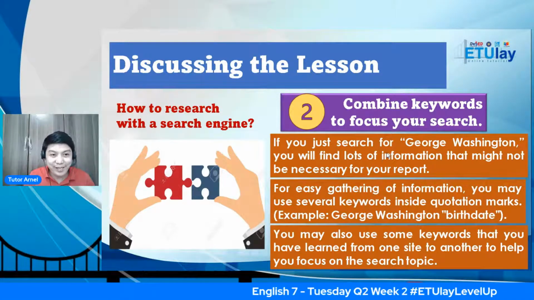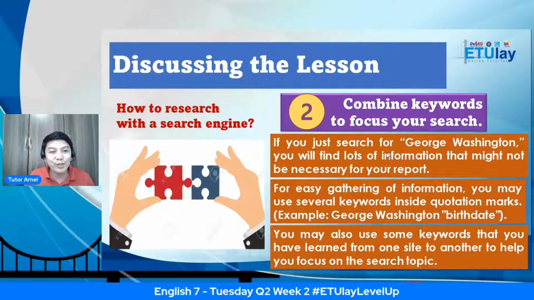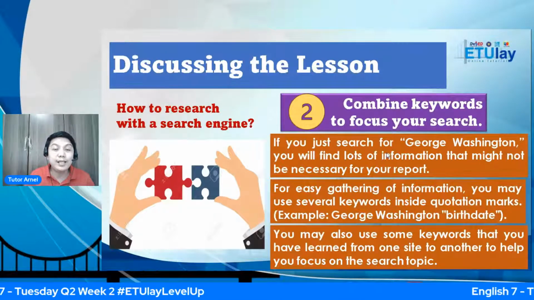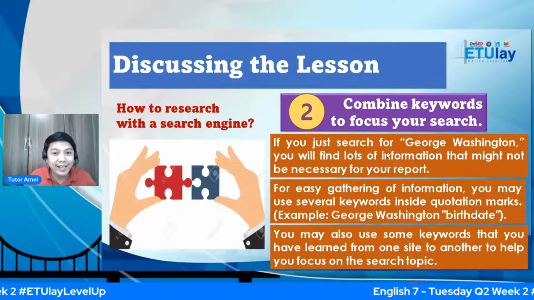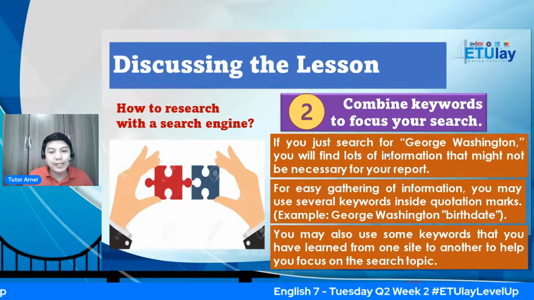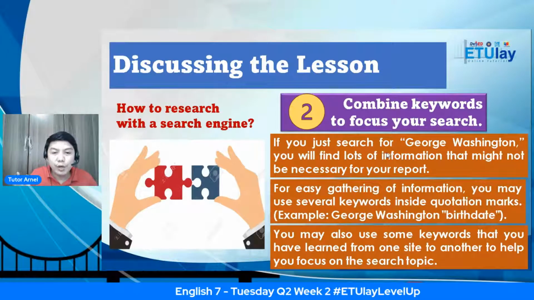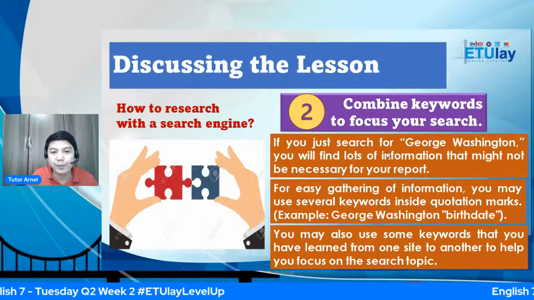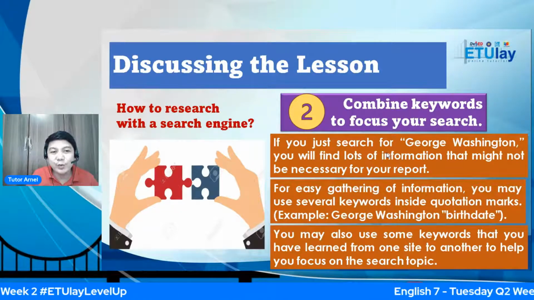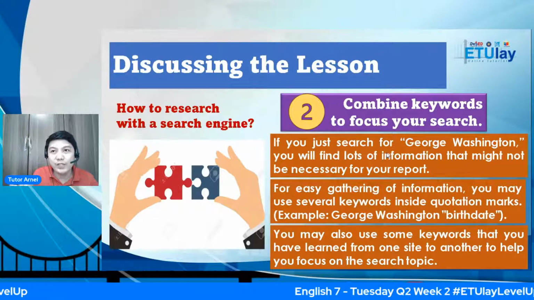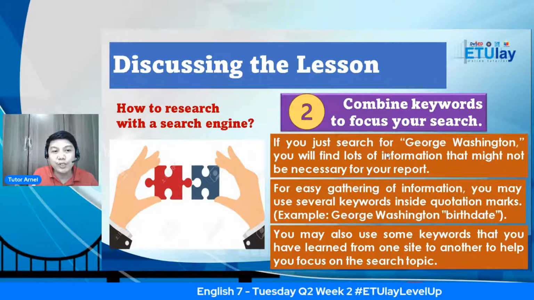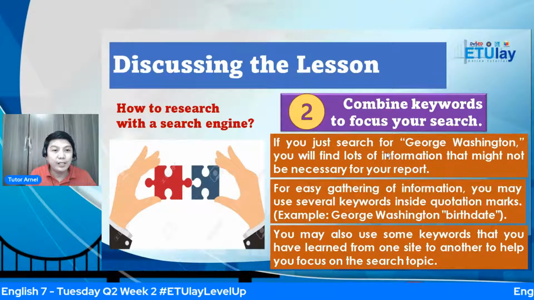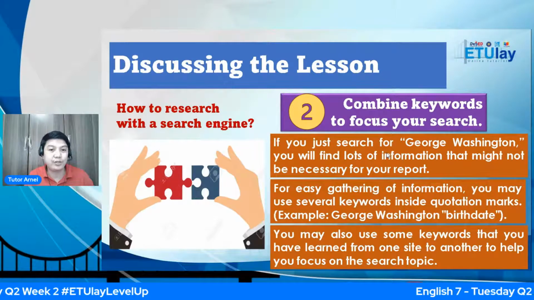However, based on my experience, my dear students, even without quotation marks, if we just type George Washington birth date, it will still give you the information that you are needing. You may also use some keywords that you have learned from one site to another to help you focus on the search topic. So, keywords are very important, class. When we talk about keywords, these are words that you will be needing in your search that would help you find the best link to answer the questions that you need for your research.